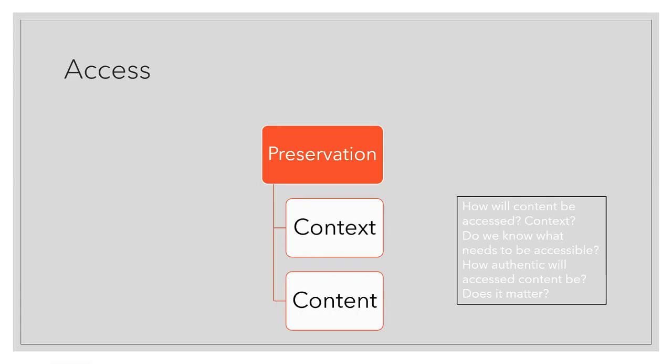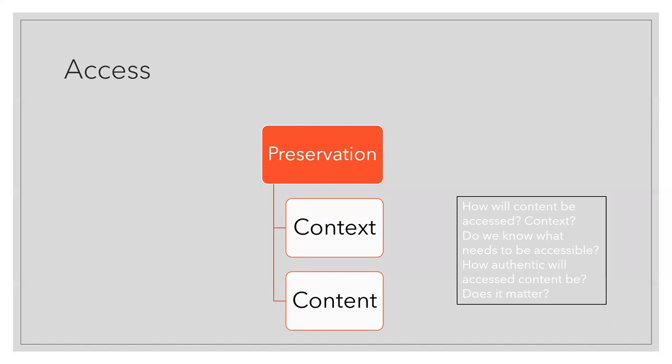Do we know what needs to be accessible? So do we know which aspects of a record need to be accessible? Do we need to provide access to the original, most authentic copy? Are we fine with providing access to a migrated version of a record? So how authentic does the access content need to be?